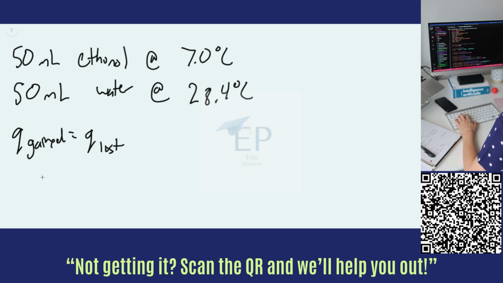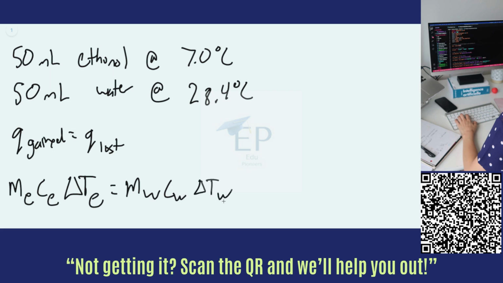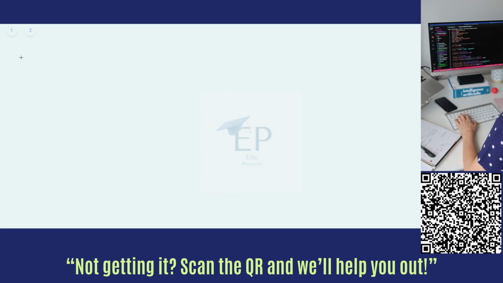And so our Q gained corresponds to our ethanol, and our Q lost corresponds to our water. And so we can expand these out into the mass, and I'll call it ME for mass of ethanol, times CE, the specific heat of ethanol, and then delta TE, the change in temperature of the ethanol. And then we do the same for the water with our subscript W for water.